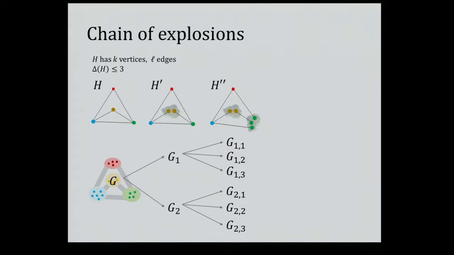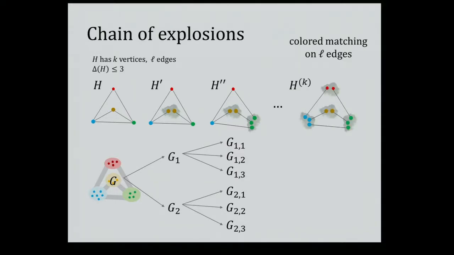And then you see, of course, that if you repeat this explosion chain for k steps, then you end up with a colored matching on L edges. So this would be this graph after doing k explosions, where each edge that was previously present in your graph is now just a singleton edge, as in it's a K2 on some colors. So you now want to count this H_k in some 3 to the k number of graphs. And if you can solve all of these instances of counting colored matchings, then you can solve your original sharp W1 hard problem. So this gives a reduction from counting colorful subgraphs to counting colored k matchings.